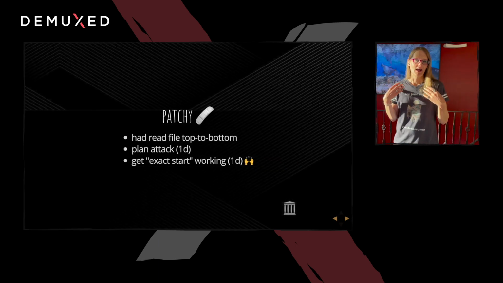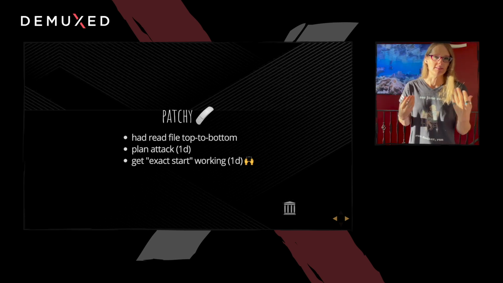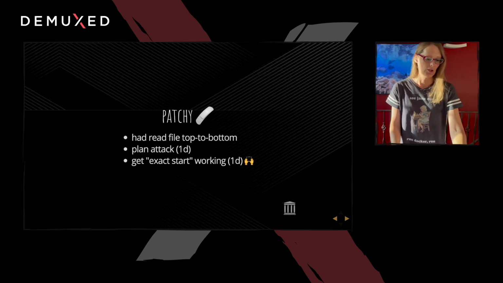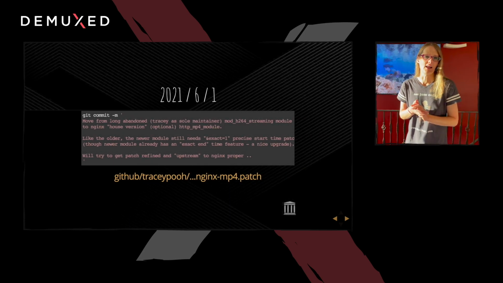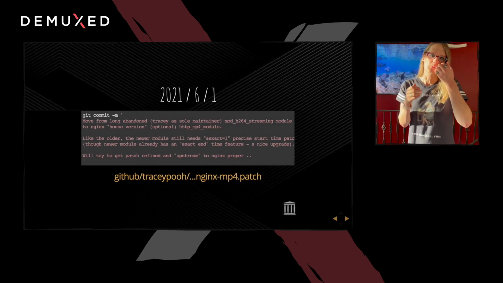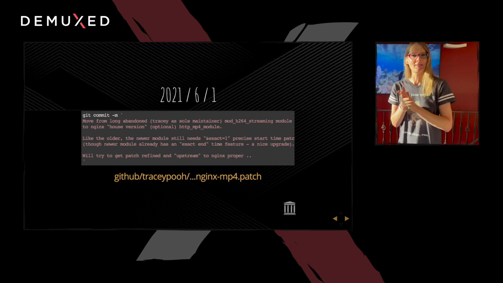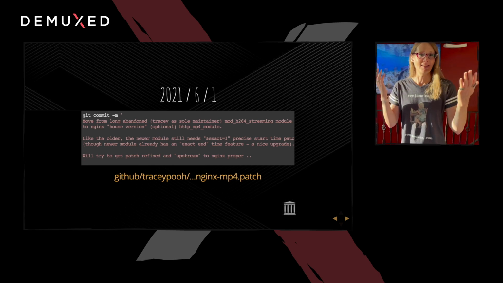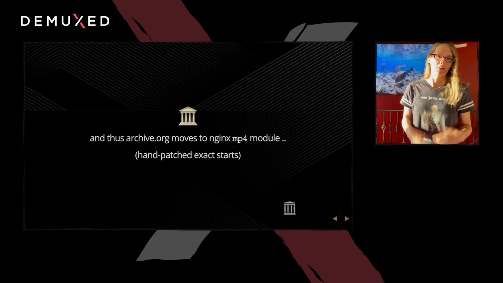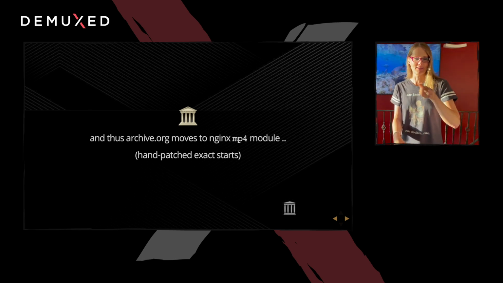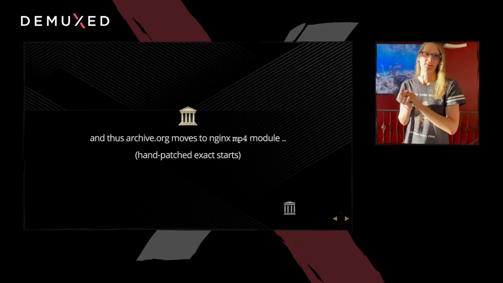So I had already read the file top to bottom. It took about a day to make a plan of attack, if you will, and about a day to get the exact patch working. So that was great. I was very happy about that. On June 1st, I wrote this commit that basically says we're moving from the abandonware module to this new MP4 server-side cutting module, and I'm going to try to get it upstream. That was the theory, this patch. So we've now moved from one MP4 server-side cutter to another server-side cutter with a hand-patched exact start.